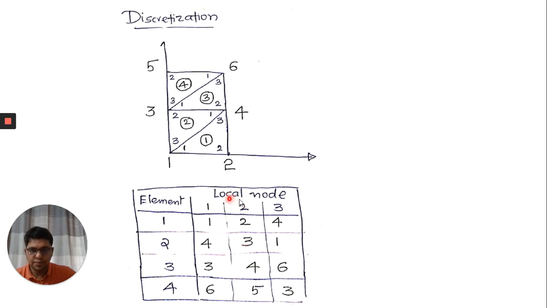Then here we made a table such that we are able to connect the local node of an element with the global node. For example, the first local node of the first element belongs to the first global node. The second local node of the first element represents the second global node. The third local node of the first element represents the fourth global node. Similarly for the second element, the 1, 2, 3 local nodes represent 4, 3, 1 of the global nodes. So this is the relationship between the local node of an element and the global node.